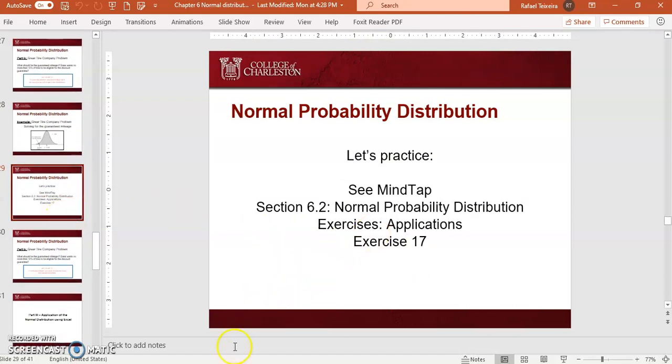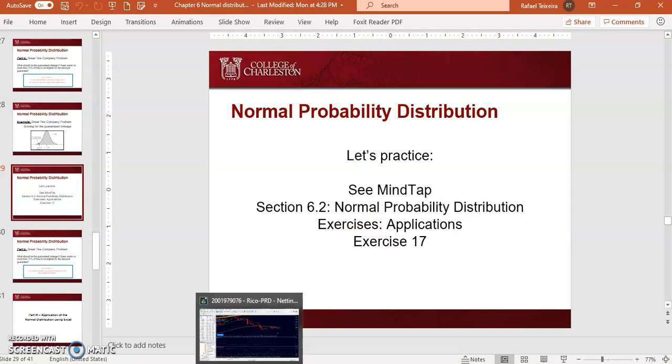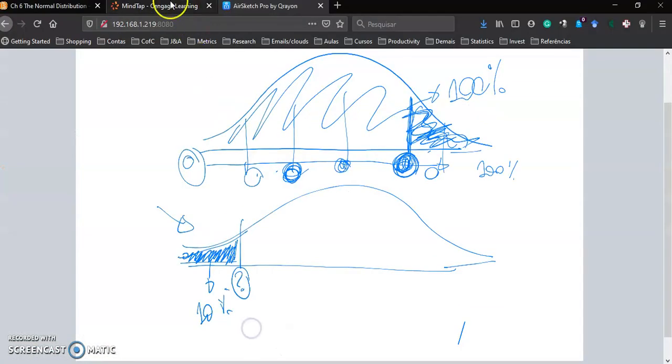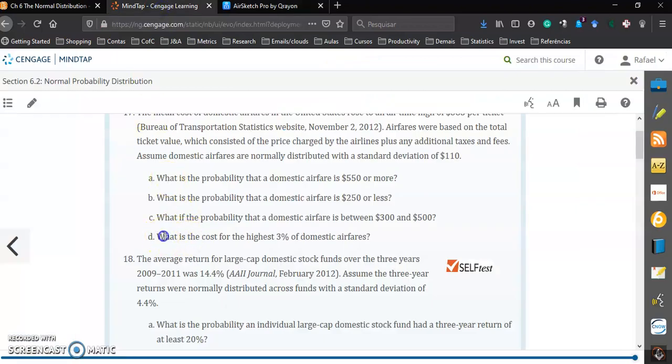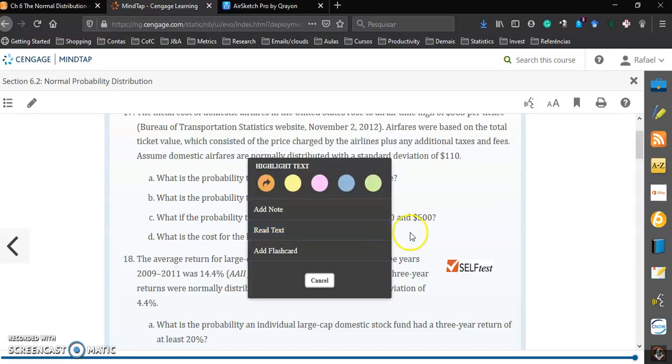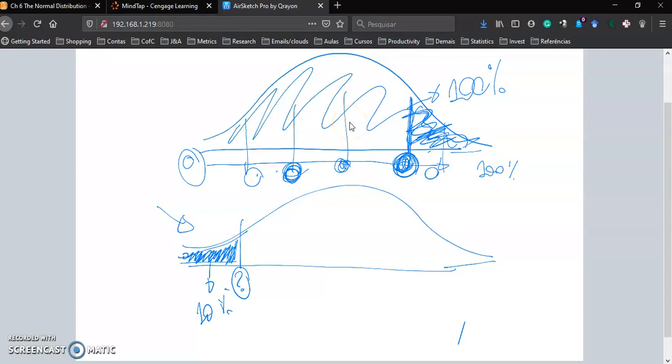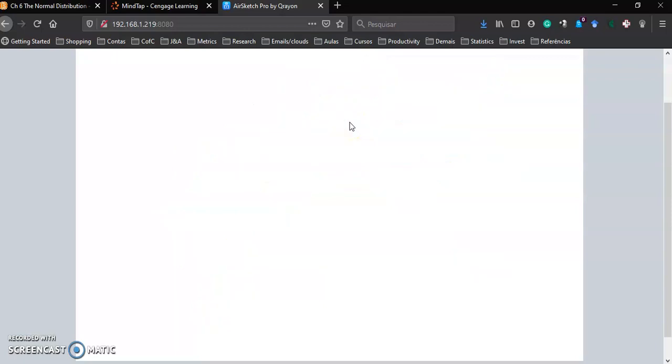Let's take a look again at an application problem we saw before. That's the problem: what is the cost for the highest 3% of domestic airfares? So let me go back and start a new one.